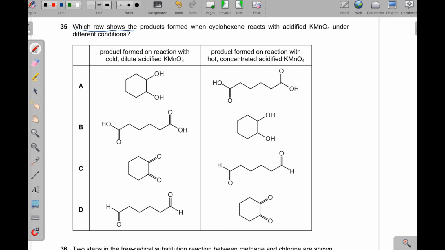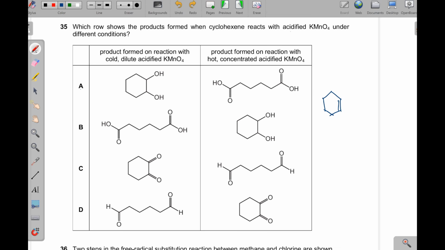Question 35. Which row shows the products formed when cyclohexene reacts with acidified potassium permanganate under different conditions? So here they are giving us when it is cold, dilute, and acidified, and then here when it is hot, concentrated, and acidified. So here we have to look at the reaction of alkenes. So cyclohexene is actually like this. So when this acidified potassium permanganate is cold, dilute, and acidified, then we are going to have a diol. We come out with a diol.